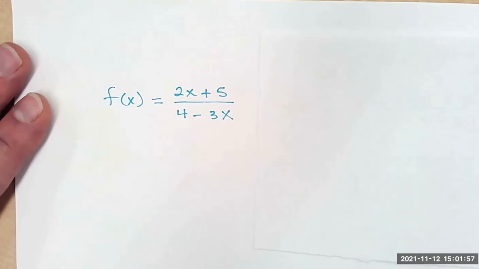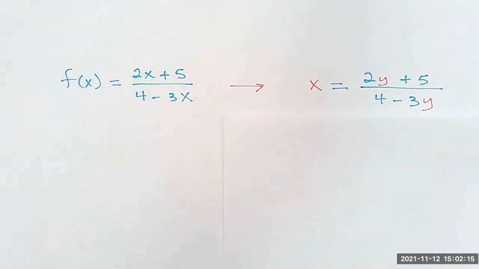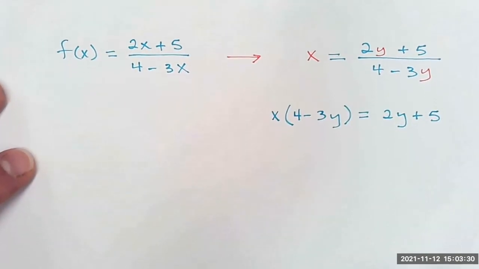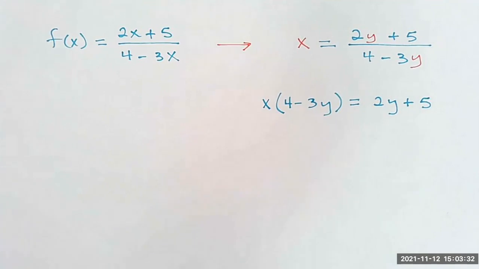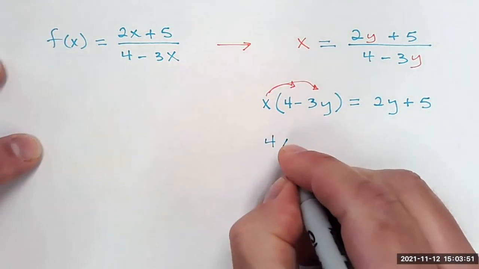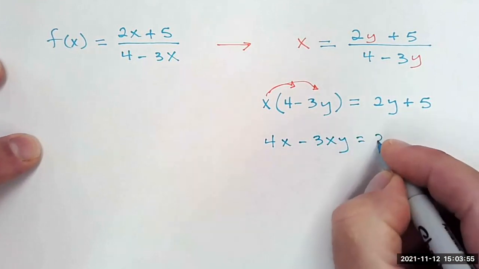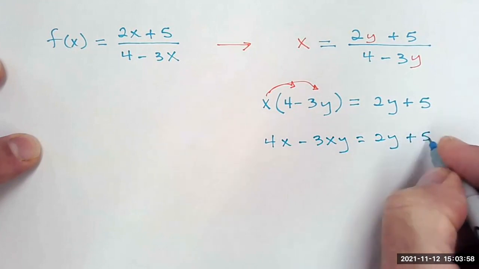Okay, so here's the original function. First step, rewrite it. So the domain becomes the range and the range becomes the domain. I'm hoping you see the first step is to multiply both sides by the denominator on the right. Now that we've done that, we go ahead and distribute the x to both terms on the left. And we get 4x subtract 3xy equals 2y plus 5.